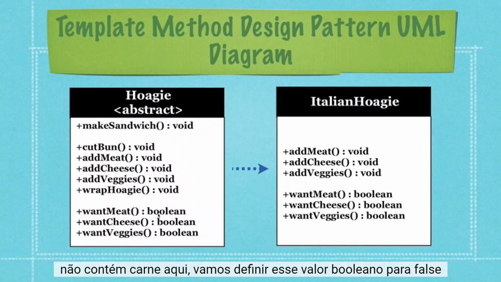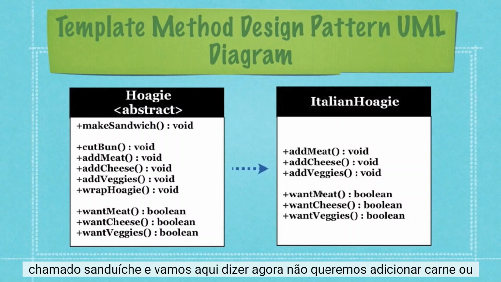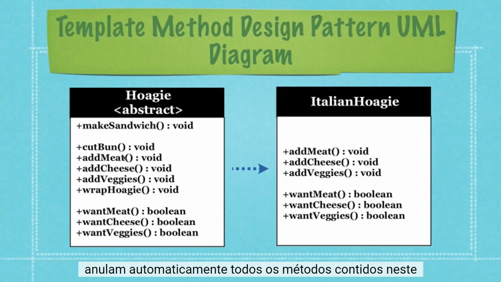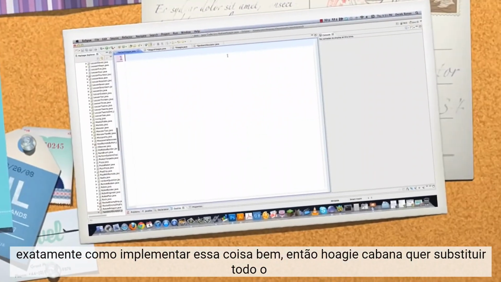Now if we want to make a sandwich that doesn't contain meat, right here we're going to set this Boolean value to false over in one of the subclasses that's going to implement this abstract class called hoagie. And over here we're going to say, nah, we don't want to add meat or veggies or cheese or what have you to our hoagie, and that's going to automatically void out all of the methods that are contained within this template method called make sandwich. So let's get into the code and show you exactly how to implement this.